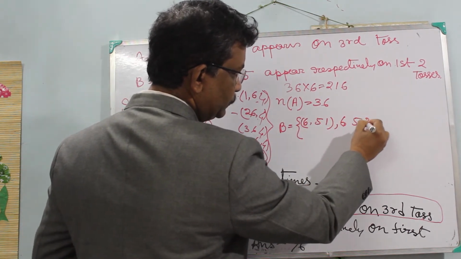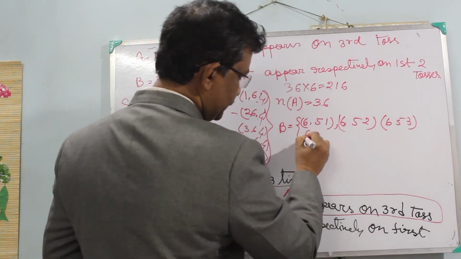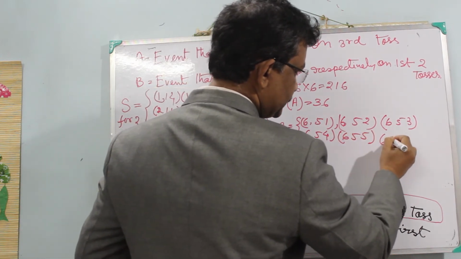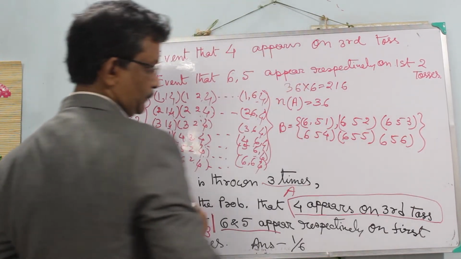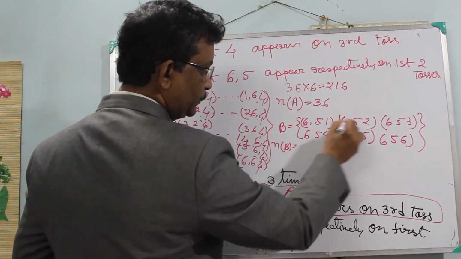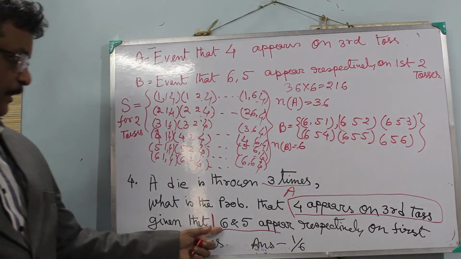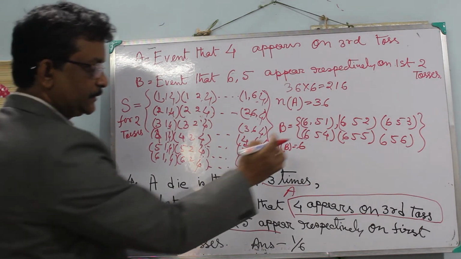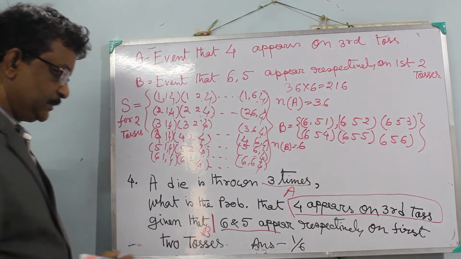6 5 2, 6 5 3, 6 5 4, 6 5 5, 6 5 6. These are the total outcomes. That means N(B) equals 6: 6 5 1, 6 5 2, 6 5 3, 6 5 4, 6 5 5, 6 5 6. So 6 and 5 appear respectively on the first two tosses, and the third can be 1, 2, 3, 4, 5, 6. Now what is required?